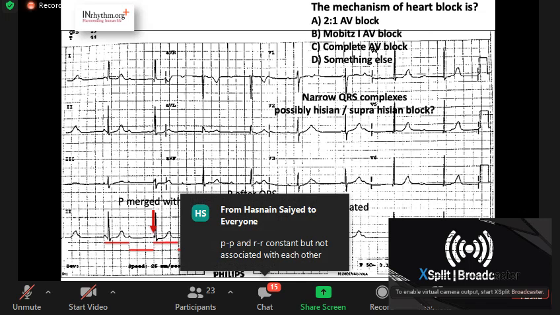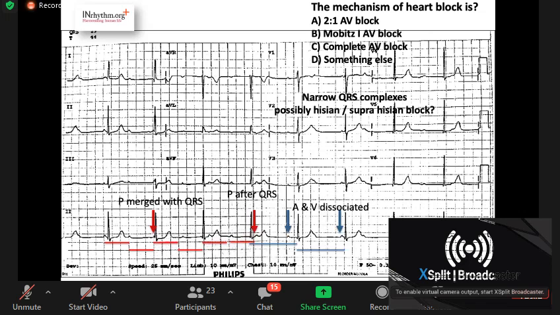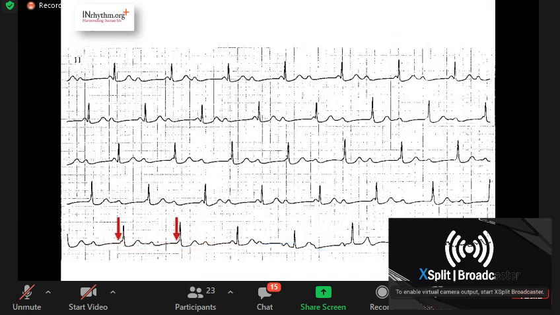Now, where will be the block? It is a narrow QRS. Just look, despite having a complete AV dissociation, we have a narrow QRS. That means we are dealing with a very safer variety of complete heart block where the disease is possibly hisian or suprahisian, I mean AV nodal. So they can be monitored clinically. This kind of heart block you normally see in congenital heart blocks. In young kids, you will have a narrow escape.